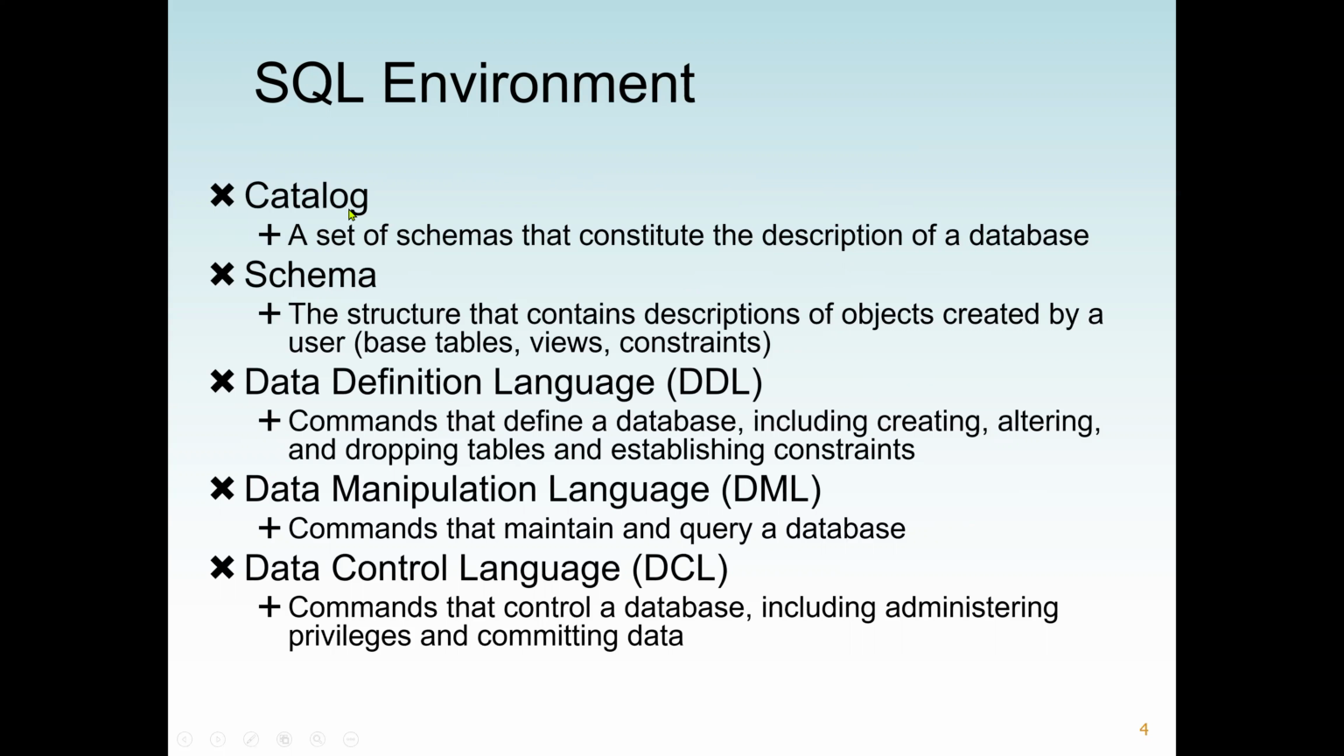For example, we know a store may have a catalog. A catalog for a store consists of the products that the store is selling, the description and the price of the products. The same thing applies to a database here. When we say a catalog in a database system, again, we mean the description of the database system. It can be the diagrams, for example, the schemas. And a schema is also a structure that contains the description of objects created by a user. It may have tables, views, and also constraints.